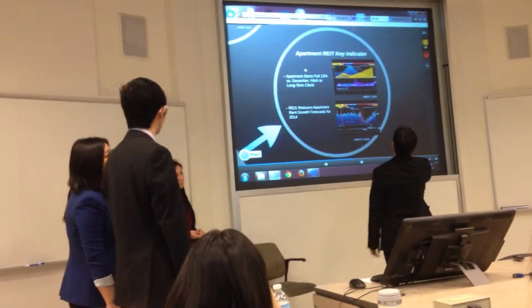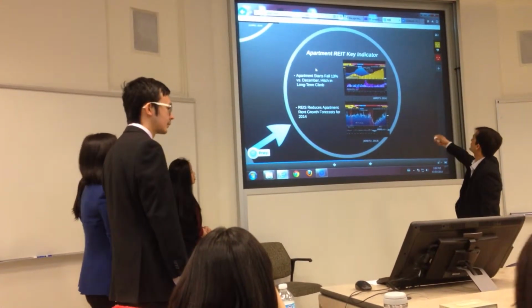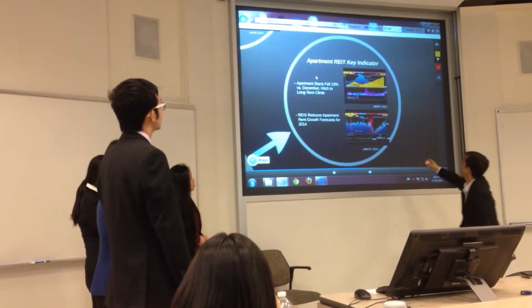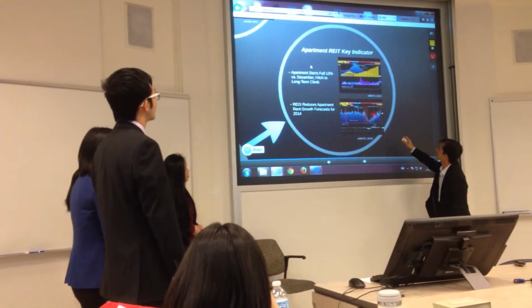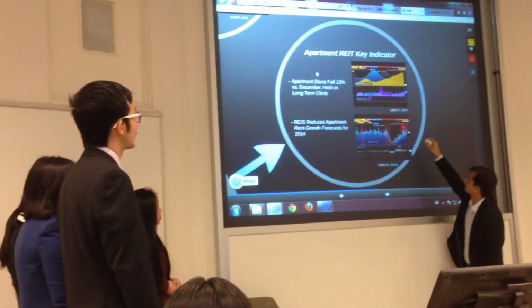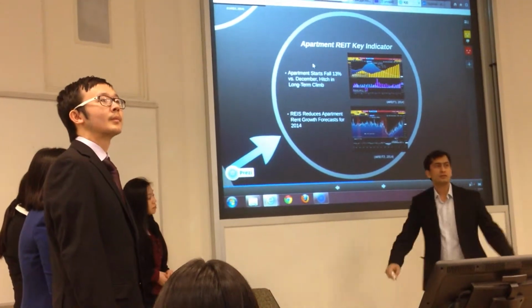This is for the apartment key indicators. There is a fall of 13%. After continuous growth, there is a decrease. There was a continuous increase over the last 5 years, but in the last quarter, it started with a big leap downwards.